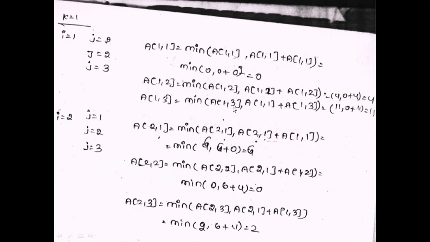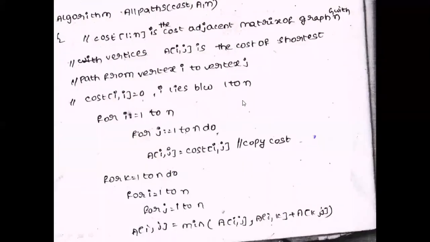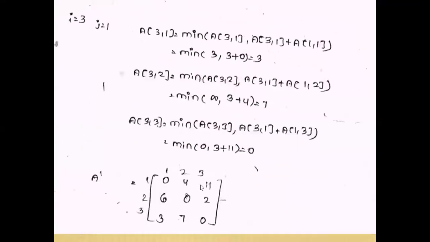And here the minimum of A of 1 comma 3 comma A of 1 comma 1 plus A of 1 comma 3, that is 11 and 0 plus 11. In the previous matrix we have 1 comma 1 equal to 0, 1 comma 2 equal to 4, 1 comma 3 equal to 11, and the same values are used in the calculation. So 4, comma, 0 plus 4 is 4, and 11 comma 0 plus 11 is 11. So totally we are calculating the first three values: 0, 4, 11.